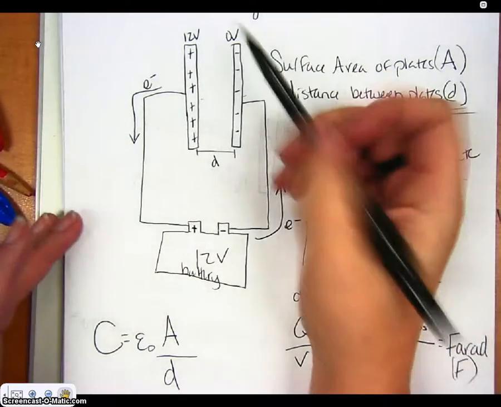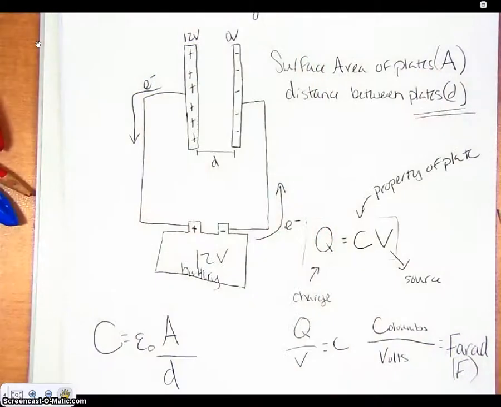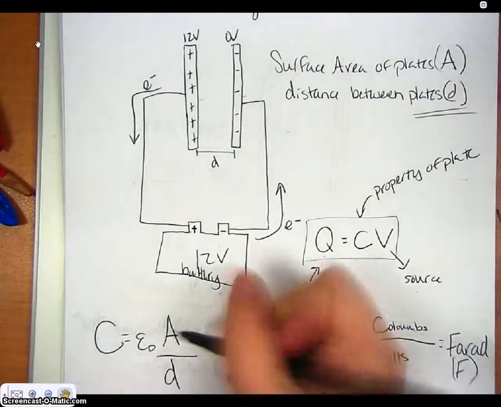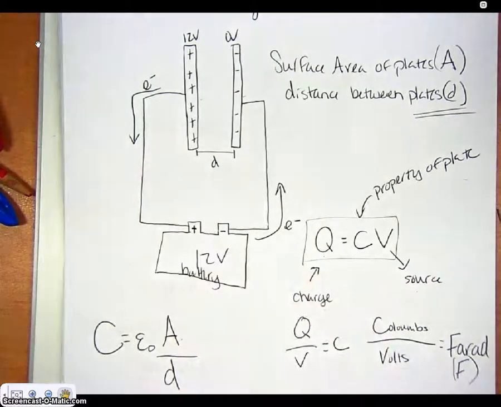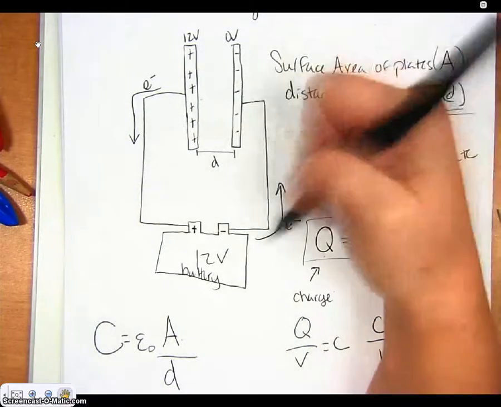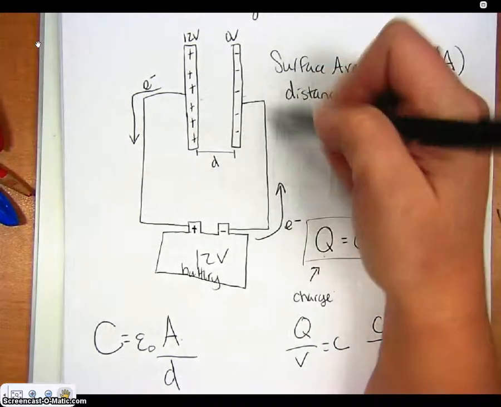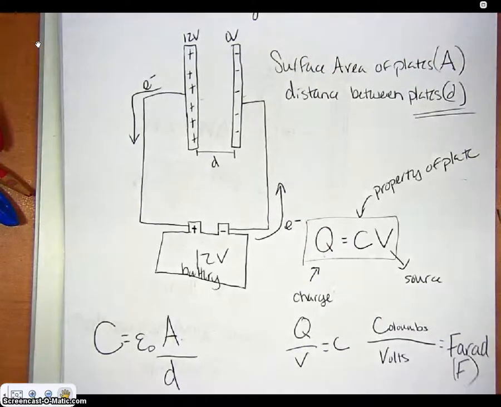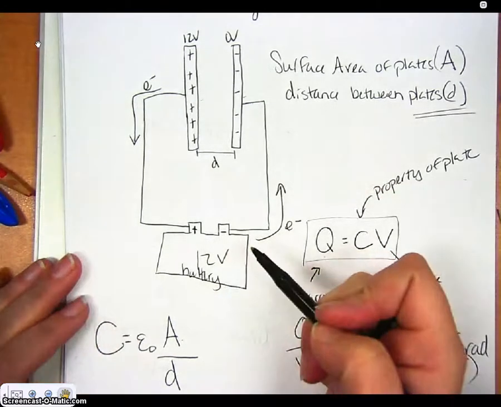If you make the plates really big, you're going to be able to store more charge, right? So surface area equals a greater capacitance, okay? As you start adding electrons onto a plate, they start to get crowded, right? So once they start to get crowded, they start to repel each other. So the bigger the plate, the more electrons you can add on before that repulsion of the electrons balances the push that's created from the battery.